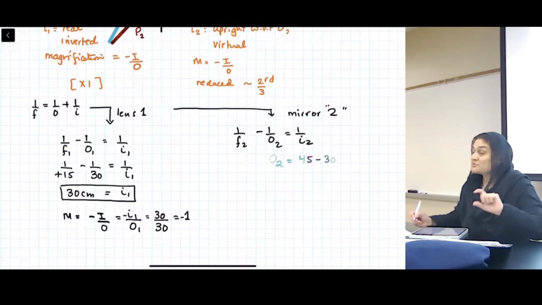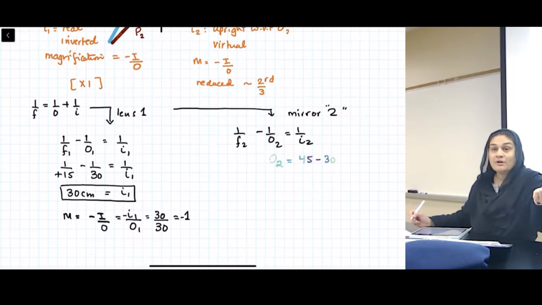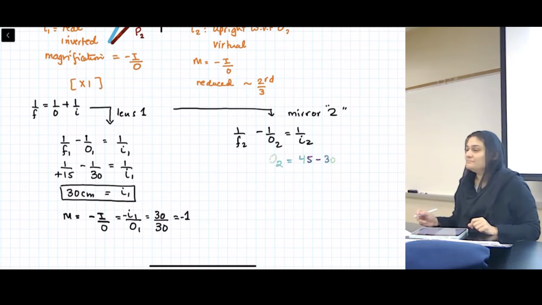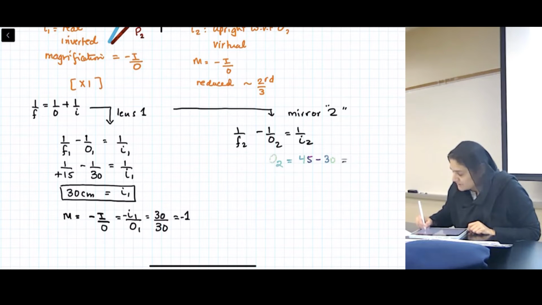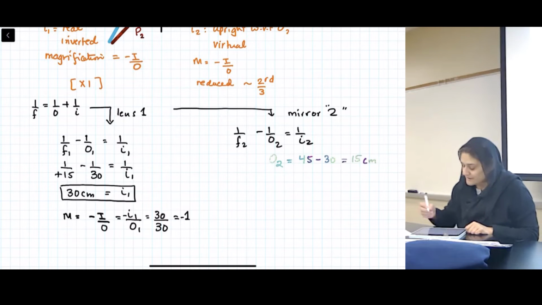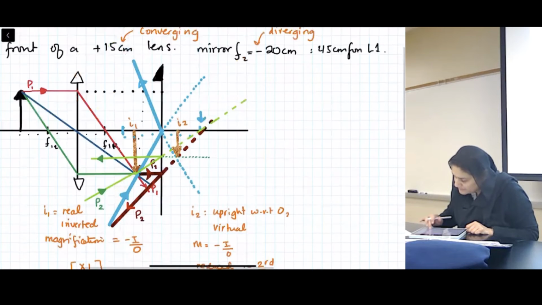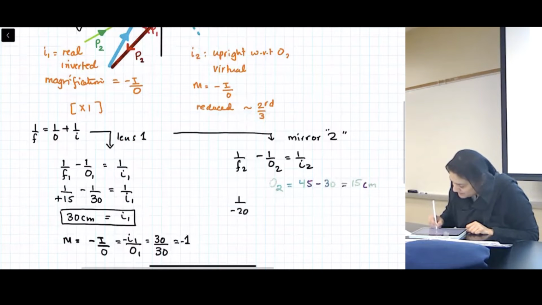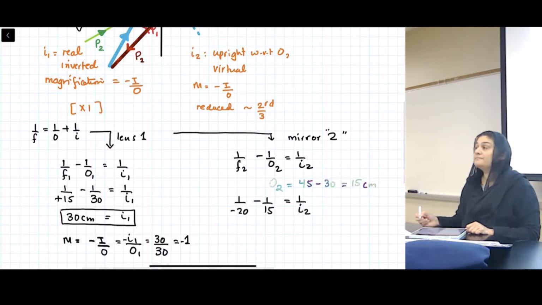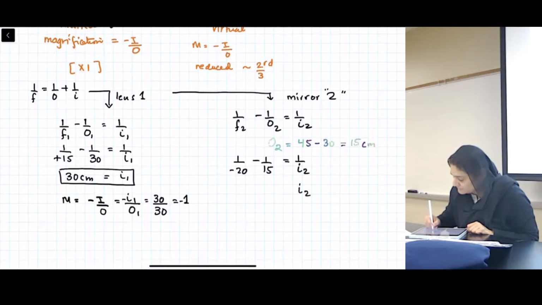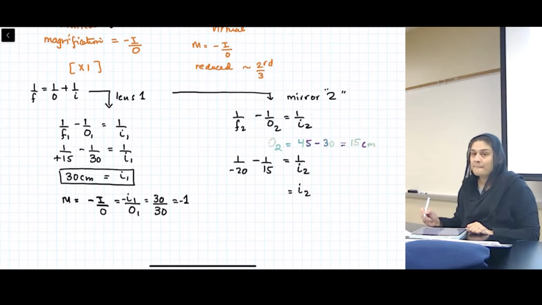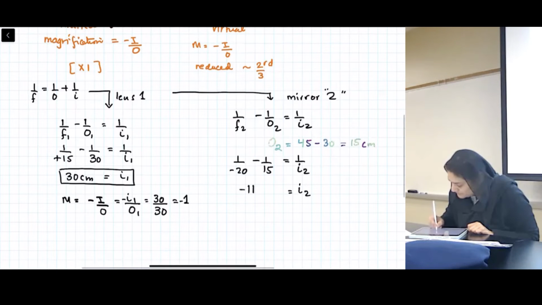Because now you're doing it with respect to your second part of the problem. So object 2 will actually, in fact, be 15. So then let's solve for it. My f2 was, what was it given? Minus 20. Minus 20 minus 1 over 15 gives me 1 over I2. So what will be my I2? I know it'll be negative something. Negative 11.6 centimeters.